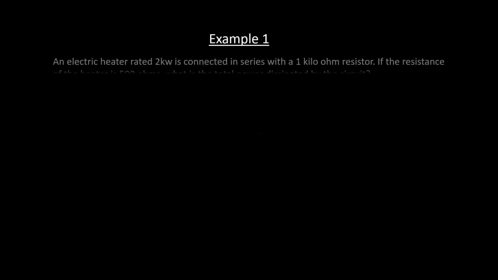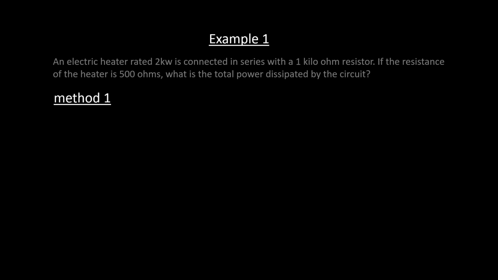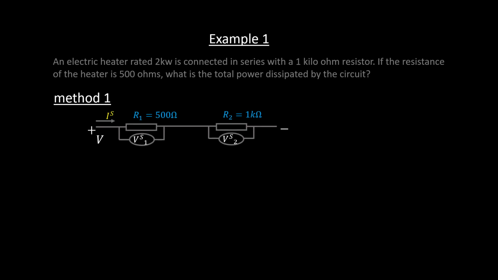Example 1. An electric heater rated 2000 watts is connected in series with a 1000 ohms resistor. If the resistance of the heater is 500 ohms, what is the total power dissipated in the circuit? Let's solve the problem using our traditional method. The circuit diagram is given as follows.